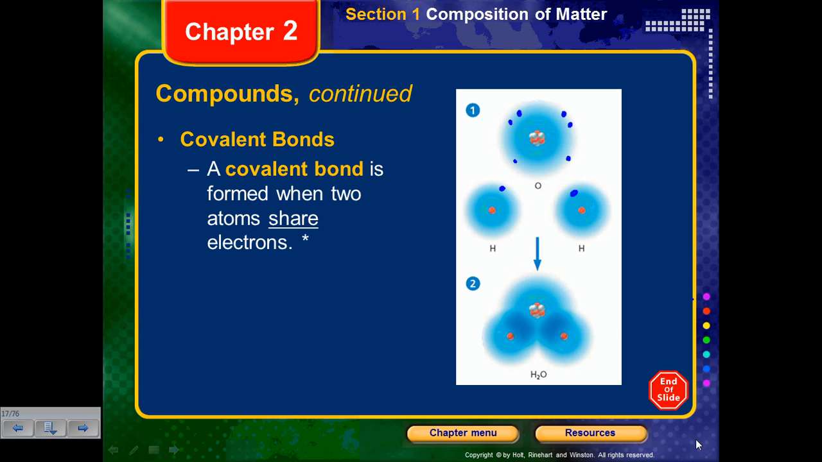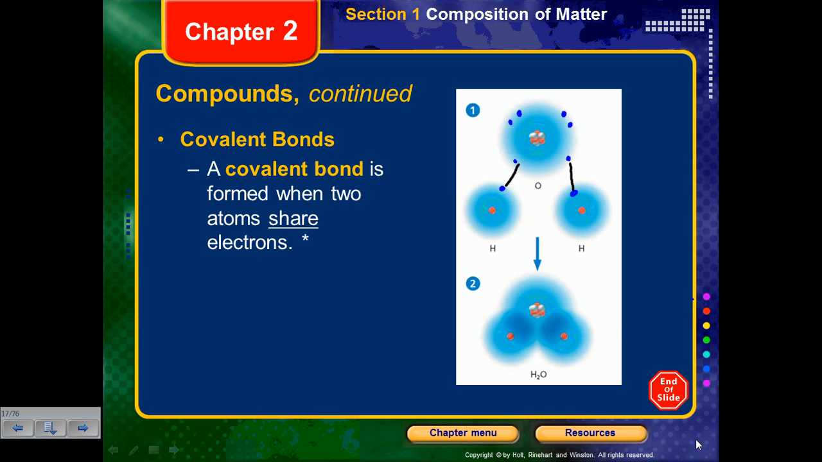So if we look at this, you've got hydrogen with its 1 electron. The blue are the electrons, the red are the protons. And oxygen had 6 in its outermost shell, so I'm just drawing the valence shell of oxygen. What's going to happen is they're going to share electrons. We usually represent that by a single line, which means they're sharing 1 pair of electrons.